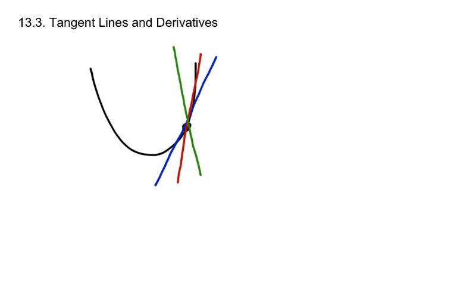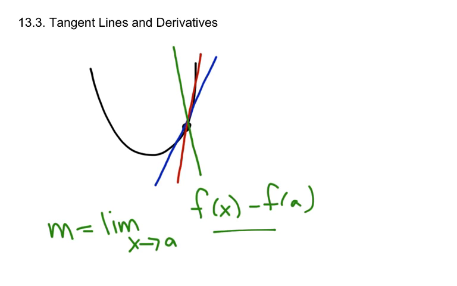So in order to find the slope of a tangent line, we're going to use our limit properties to find the limit of the slopes of all the lines going through that point as we get closer and closer to that point. So the definition of the slope of a tangent line is the limit as x approaches a of f of x minus f of a, divided by x minus a, where the point that the line goes through is a comma f of a.